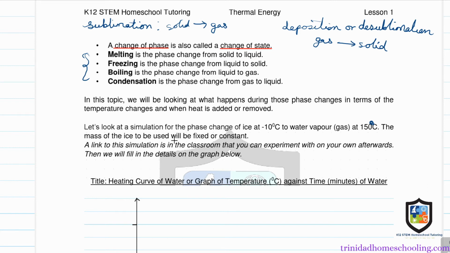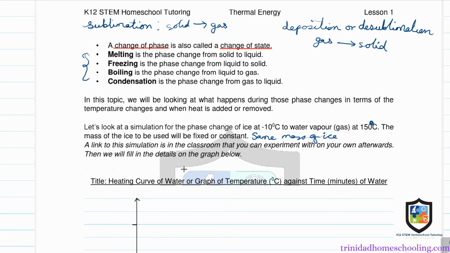The mass of the ice to be used will be fixed or constant. So this means we're using the same mass of ice. Okay, we're not adding any more ice during the process. We're not taking away any ice during the experiment. We're using the same mass of ice throughout the experiment.